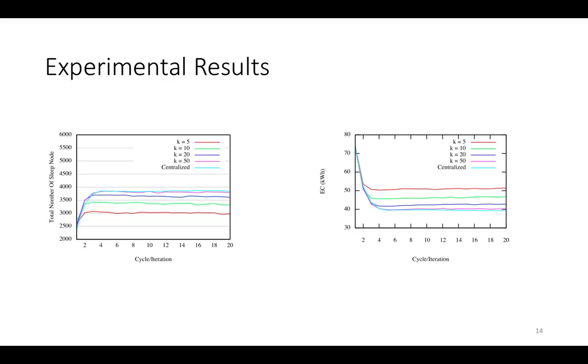The left figure shows that the gossip-based dynamic virtual machine consolidation can maximize the total number of sleep nodes and consequently achieves a good energy efficiency. You can see in the right figure, close to the centralized approach, if the neighborhood size is set to at least 15. Neighborhood size is called here in the figures.